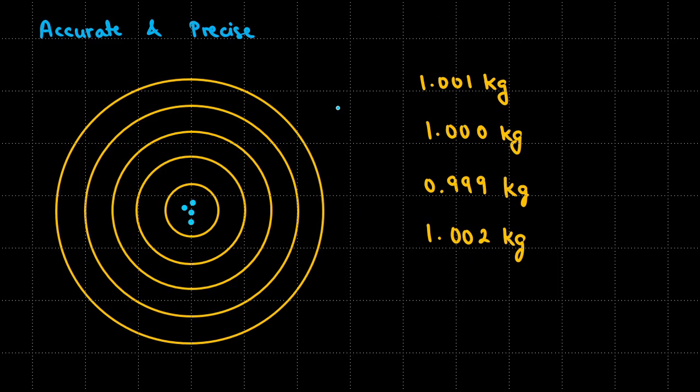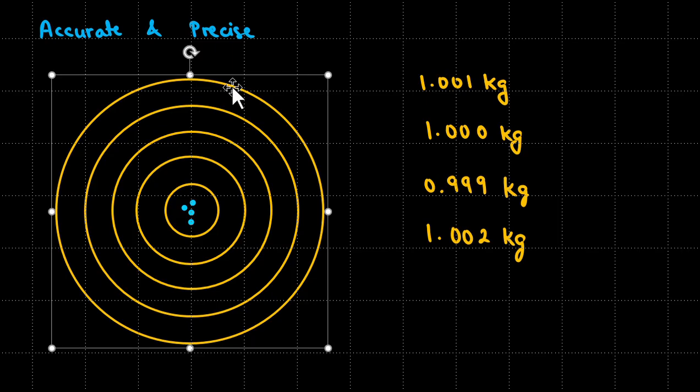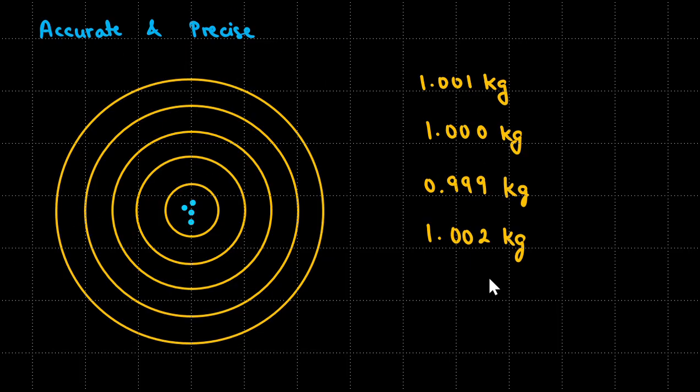So when looking at precision, we're not talking about the data compared to the actual value. We're talking about the data compared to each other. And when we're talking about accuracy, we're talking about the value of data related to the true value. So this is accurate and precise.